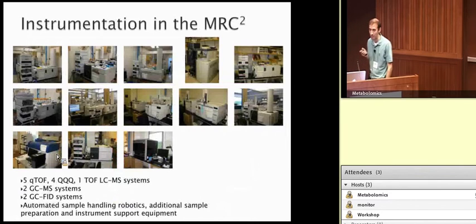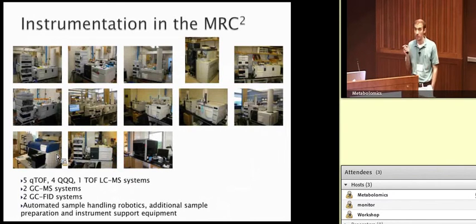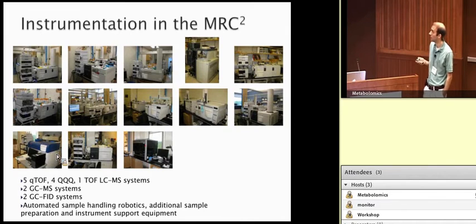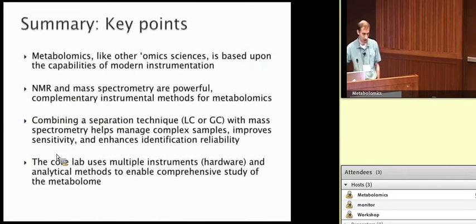Okay, so instrumentation in the MRC squared. We've got the instruments that you need to get your samples run. We have, and this may not be fully up to date, 5 QTOF, 4 triple quad, 1 TOF LCMS. We have 2 GCMS systems, 2 GC flame ionization detector systems. And then we have automated sample handling and robotics when we're doing really large throughputs. We have additional sample prep and instrument support equipment. So we have the instruments to run your samples. If anyone's really interested in this stuff, I think you'll get a chance to see the lab tomorrow or come and talk to me afterwards. And I believe that is it, except for the summary.